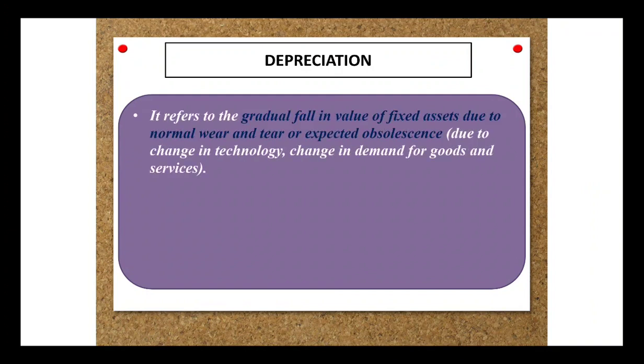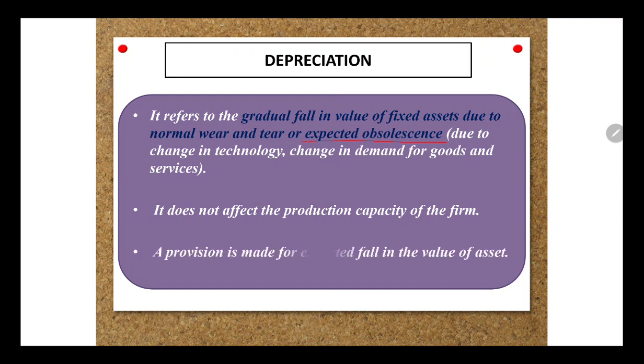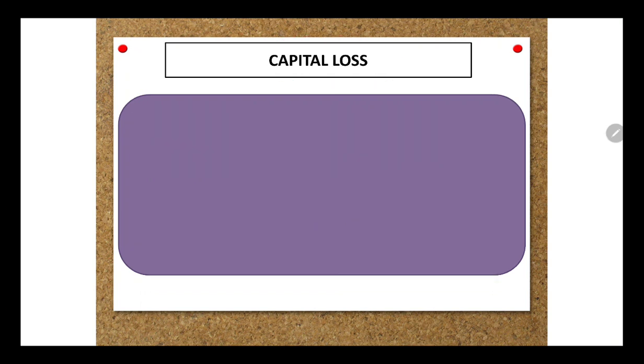The next one is depreciation. Those of you from the commerce background in accountancy must have heard about this term, and it is nothing but the decrease in the value of a fixed asset. Let's say a car is purchased, we require some kind of maintenance, so we give it for servicing, and some obsolescence will be there, the normal wear and tear, and accordingly a provision is also made for this. That is why we use the words expected obsolescence, and the productivity of the firm is not hampered at all. But this term is quite different from another, which is capital loss.